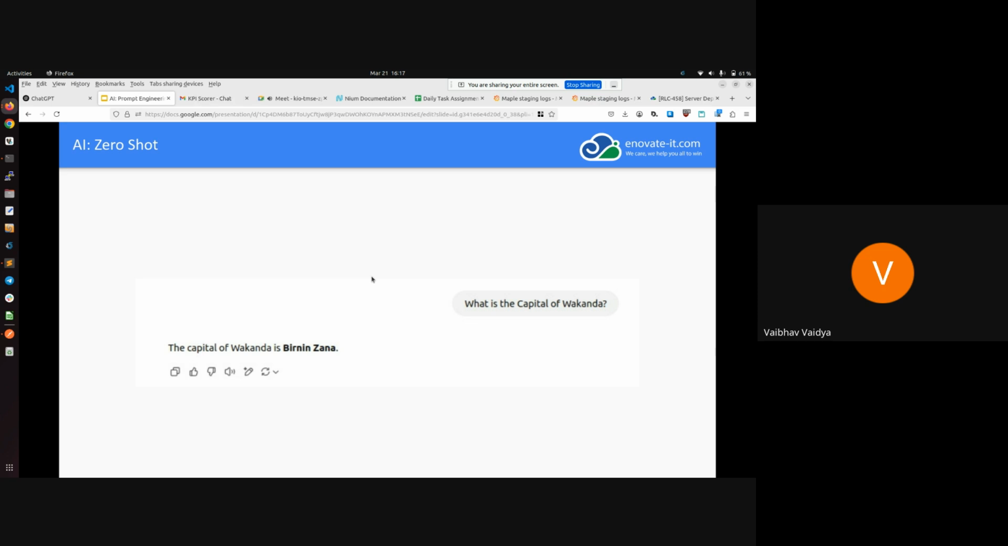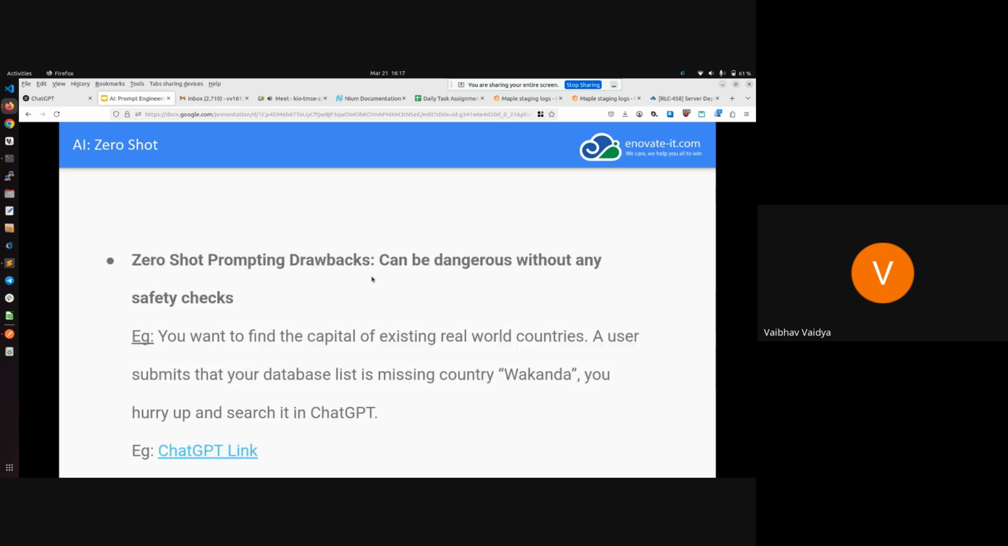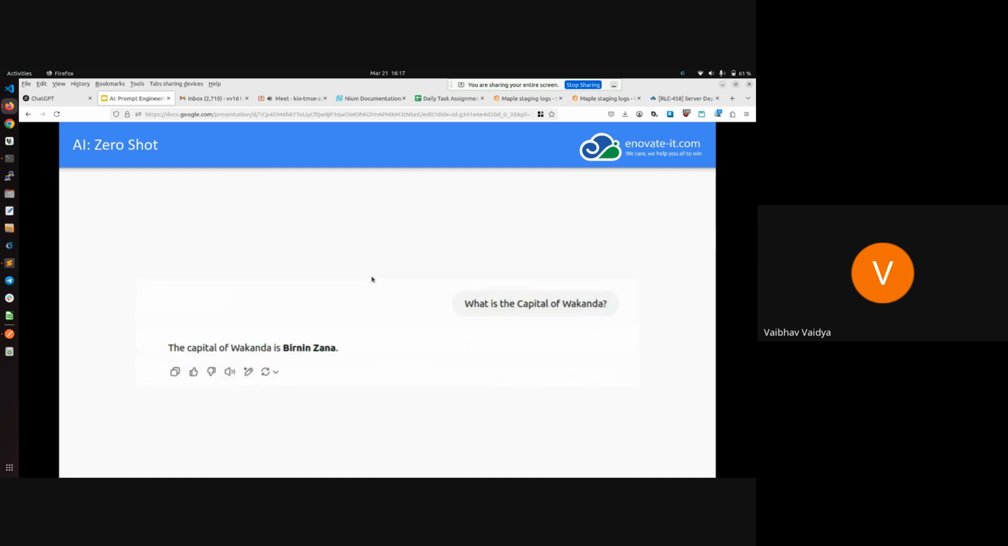Now, the reason why this is problematic is it's not a real country. It's a fake country. It shouldn't be in my database, which is related to financial. Let's say this project is a fintech project, so it shouldn't be at all in my countries list. But here, since we have not specified its use, its intended purpose, ChatGPT gives us a direct answer.